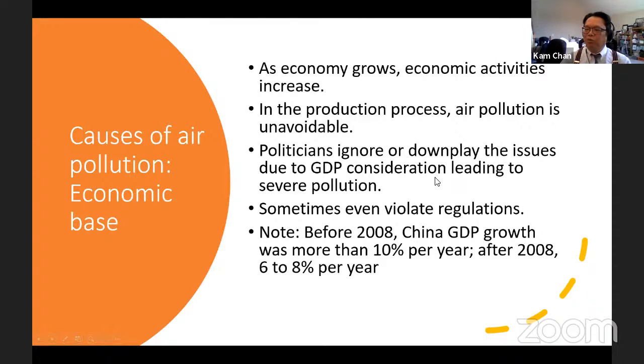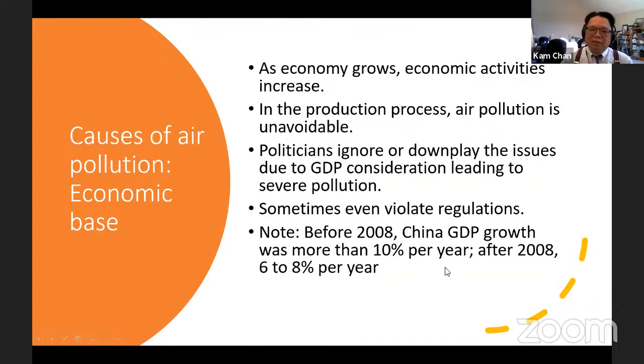The worst case is that the local city officials or the provincial officials are given economic targets. They need to grow their economy. If not, they are considered to have bad performance. Therefore, they ignore or downplay the pollution issues, especially air pollution. Why? Because they need a good economy. They need factories to open and keep going, so they don't want any pollution-related discouragement.